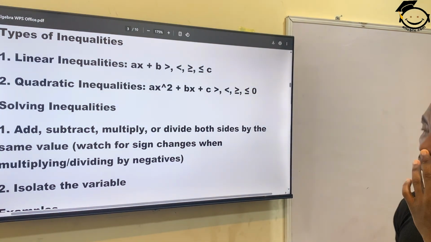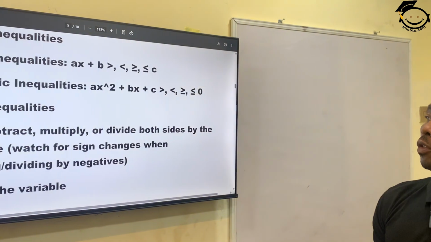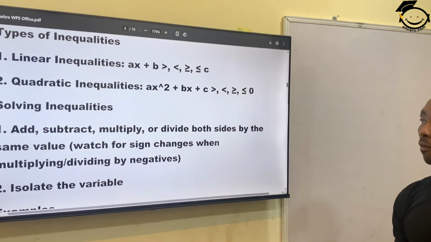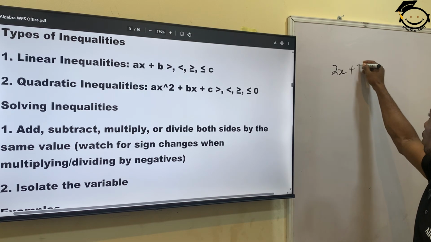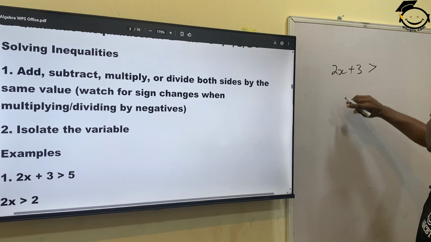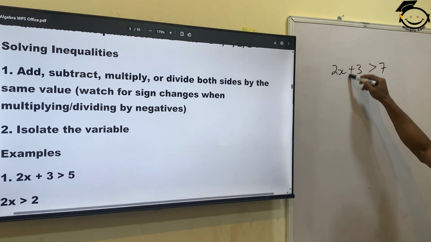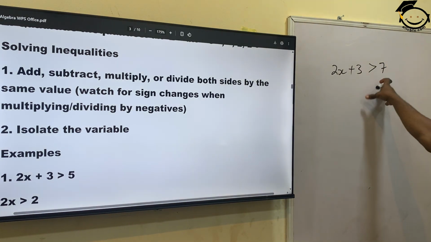There are certain rules to understand when solving inequalities. Rule 1: you should always add, subtract, multiply, or divide both sides by the same value. Let's say, for example, we have 2x plus 3 is greater than 7. If we want to solve this, since we have an addition sign here, we move it over to the other side and it becomes a subtraction.